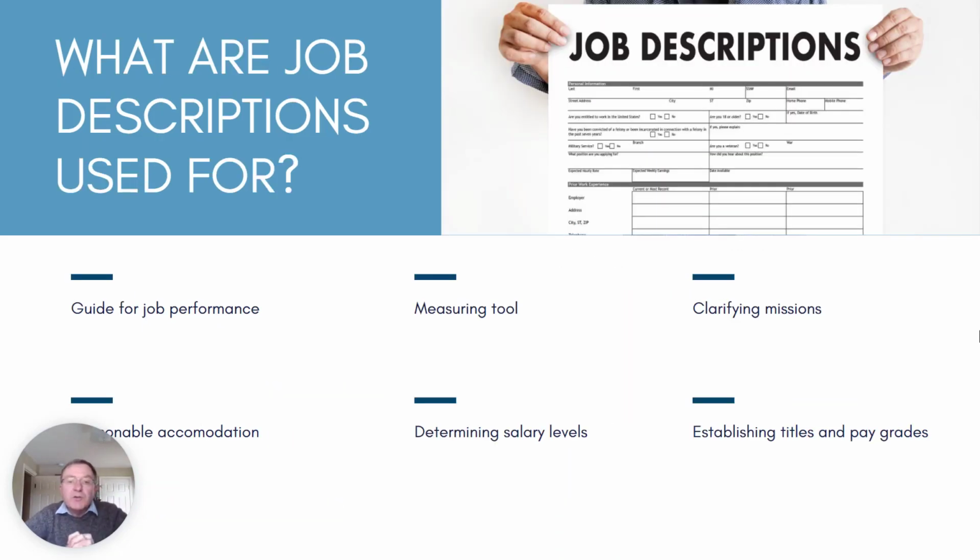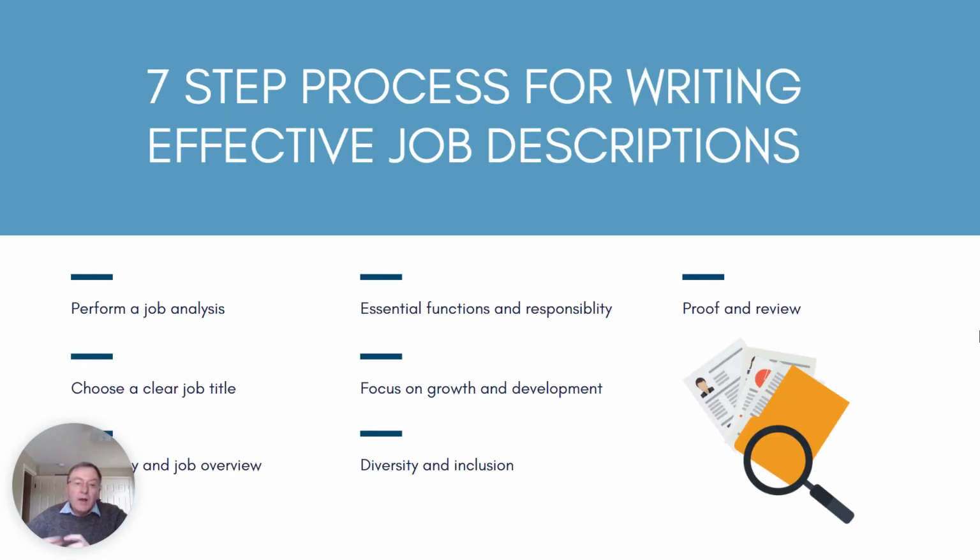What are job descriptions used for? A job description gives an employee a clear and concise resource to be used as a guide for job performance. Likewise, a supervisor can use a job description as a measuring tool to ensure that the employee is meeting job expectations. Other uses include determining salary levels, clarifying missions, establishing titles and pay grades, and creating reasonable accommodation controls. Now that the role and usage is clear, what follows is a 7-step process for writing effective job descriptions.